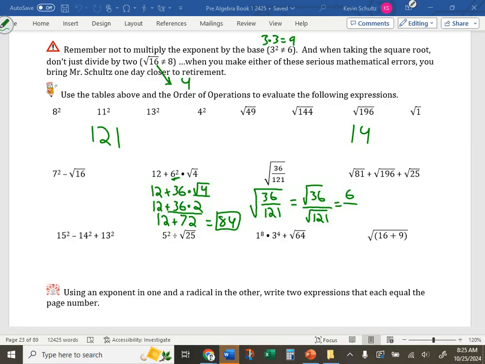What's the root of 121? 11. And there you go. The root of 36/121 is 6/11. So when you see the root of a fraction, don't be scared. Just break it up. Put the root of the numerator over the root of the denominator and solve them separately. Alright? And that's the only one that shows up on here like that.